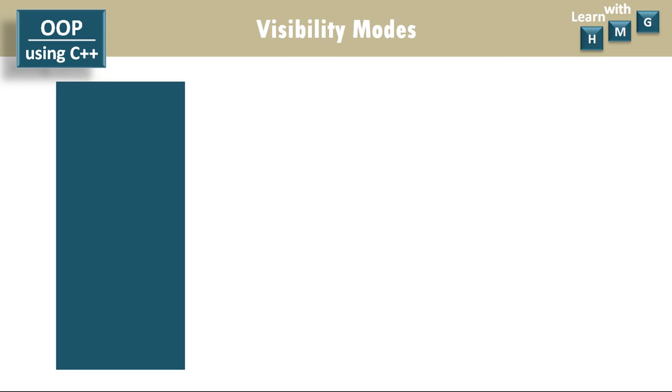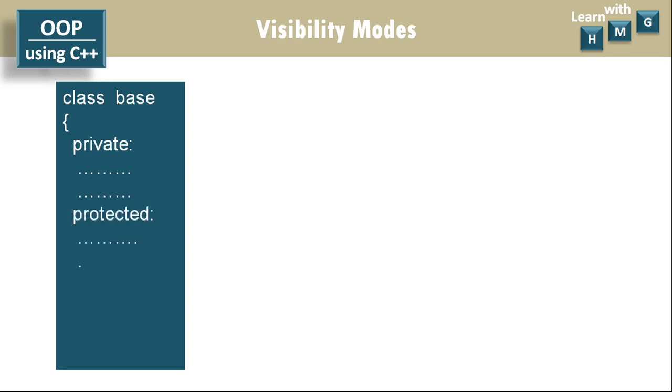Let us see how they are used. Suppose base is a class. You can have a private section, that is private mode, under which are the data members; then protected mode, under which are the data members; then public mode, under which are the member functions or data members; and then the end of the class. So like this, these keywords are used in this particular sequence.